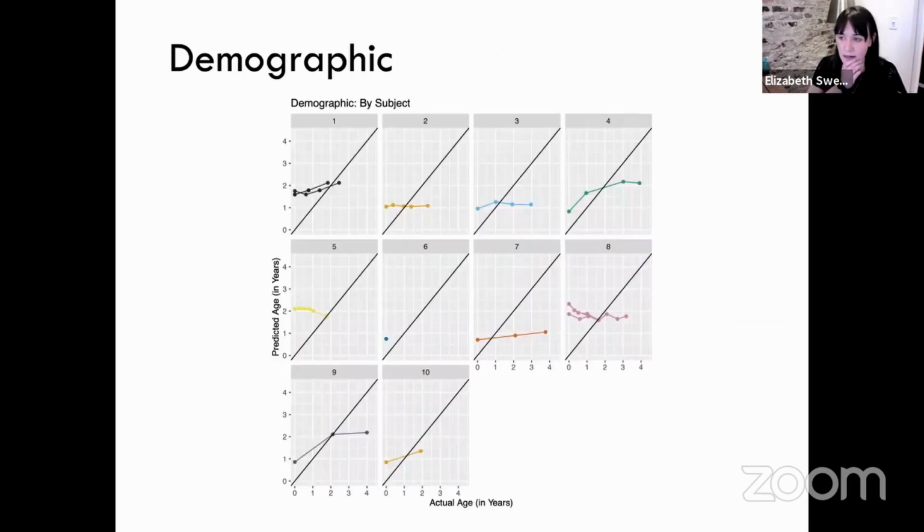And so not surprisingly, the demographic information does not vary much over time. So we had horrible performance. This is the actual age of the lesion in years along the x-axis, and along the y-axis, I have the predicted age in years. So you can see these predictions are quite flat and do not follow this identity line, which would be ideal.